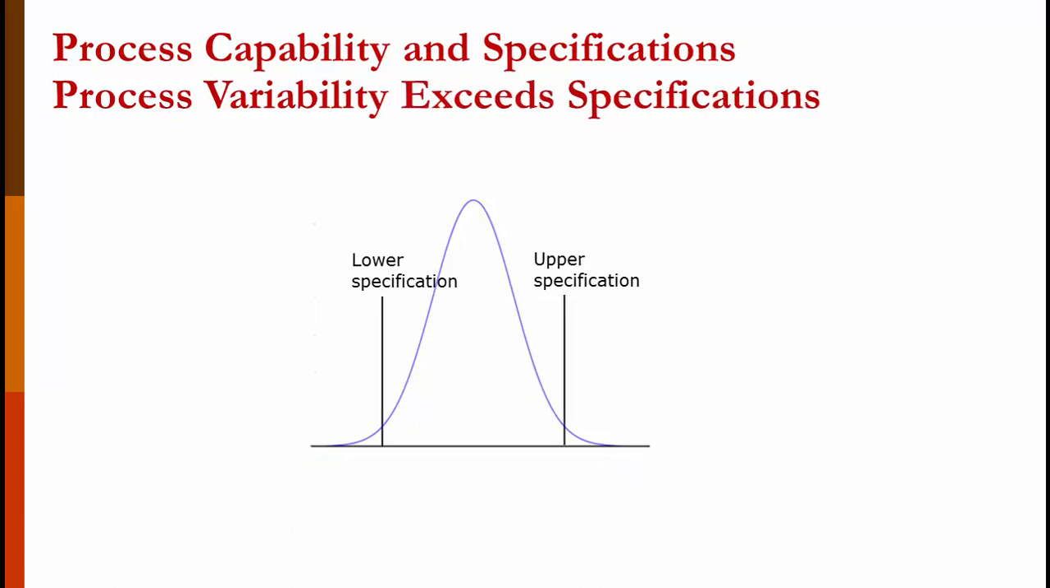When the variability of your process exceeds the customer specifications, as it does with the example on the screen right now, then you're not capable. You're not capable of meeting this customer's specifications. You might well be able to meet many other customer specifications.